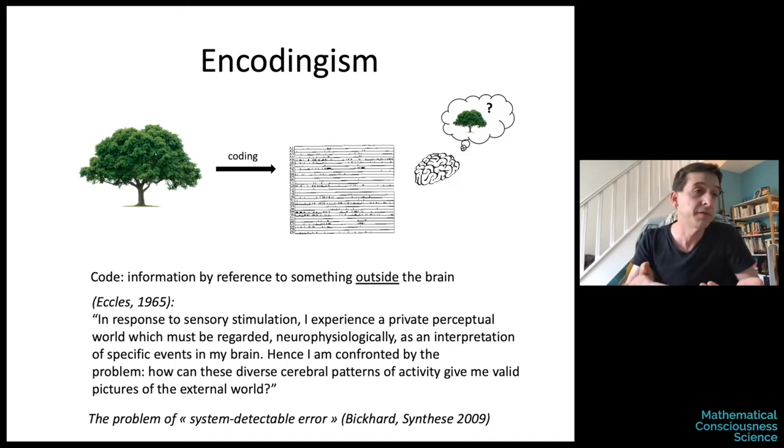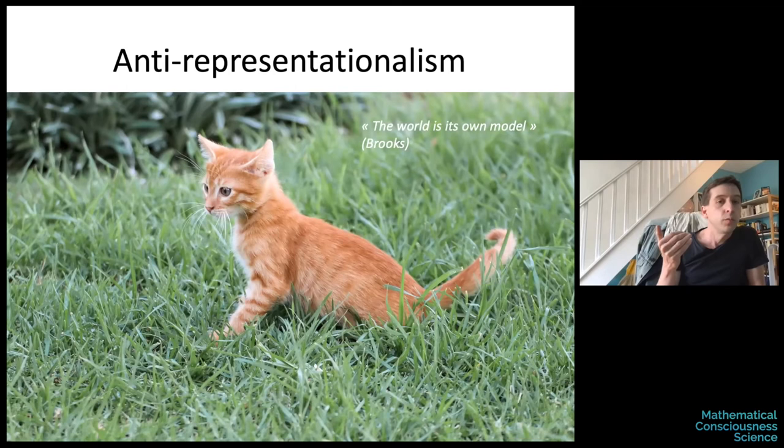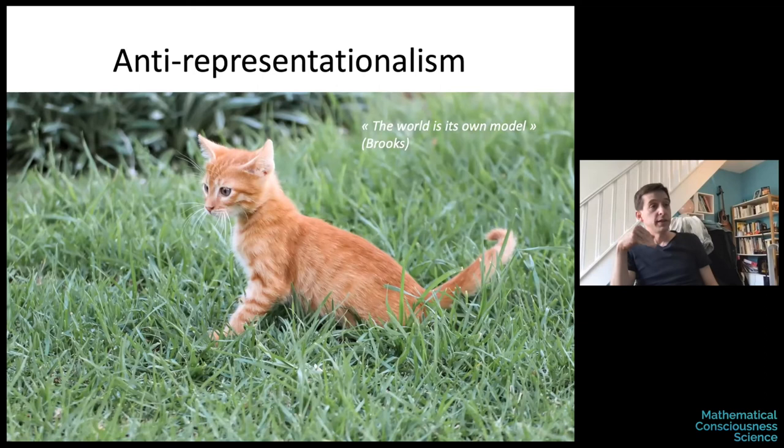Now, one option is to reject representations altogether as incoherent. And a number of authors have defended that position. For example, the roboticist Rodney Brooks has famously said that the world is its own model, which means that you don't need to represent the world, you just need to interact with it. So complex behavior can emerge not from complex models, but from interaction with a complex world.